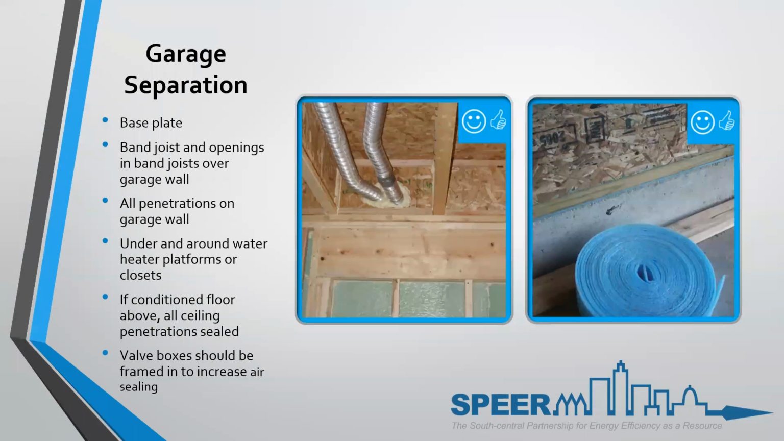So garage separation, garages should be completely separated from all conditioned spaces, including base plates, garage walls, under water heater platforms, conditioned subfloors over garages, electrical boxes and subfloors, anything on the garage wall on both conditioned and unconditioned side. Here we see a band joist openings being sealed and a seal gasket being installed under the base plate of the garage wall that separates conditioned from unconditioned.